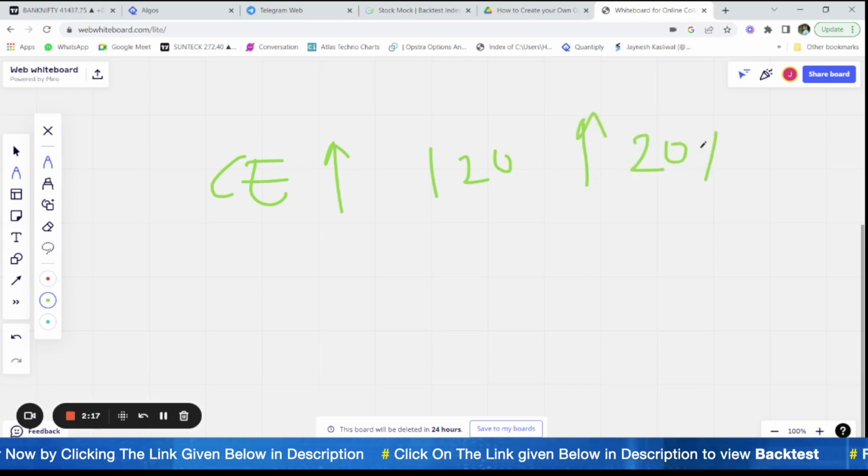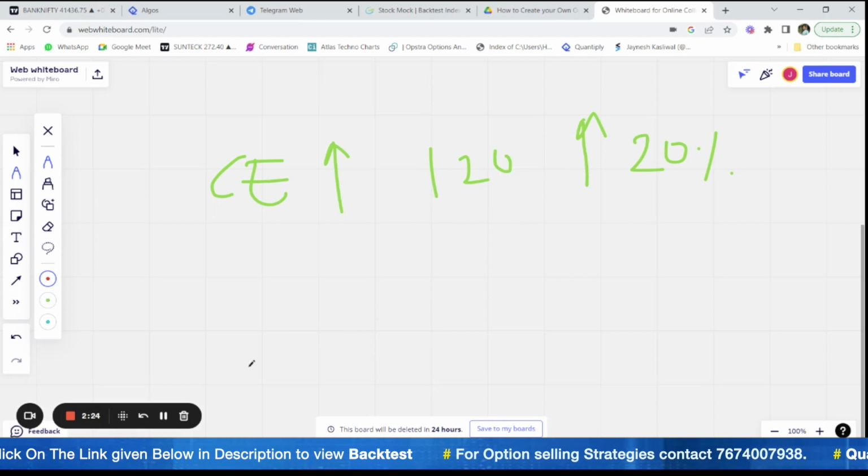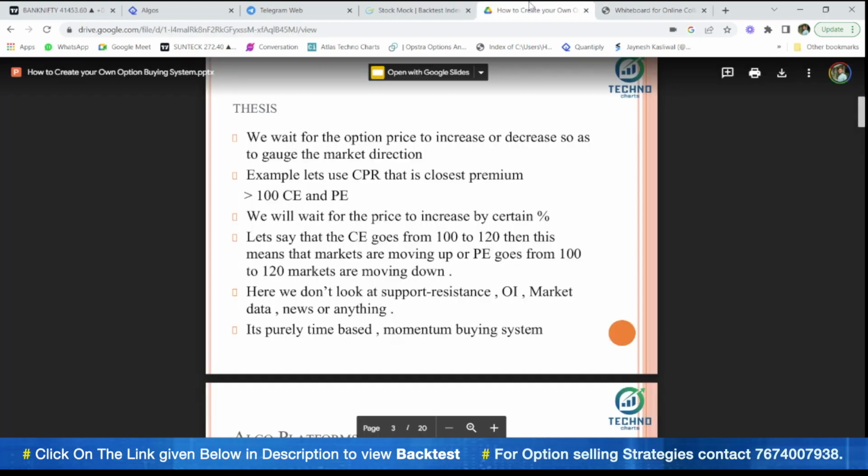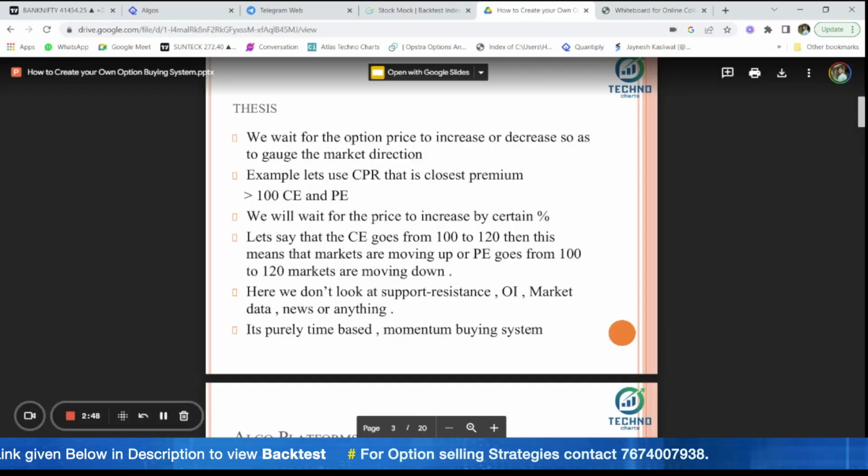What does this mean? This basically means that as the call option price is increasing, Bank Nifty is bullish. Now why are we taking 20% as the premium? Because we cannot wait for the premiums to double, as in that case the Bank Nifty movement would have already happened and then we are entering. So we want a certain percentage increase, it could be 10, 15, 20, whatever you want to backtest, you can do so. Here in this example we are taking 20% or 20 rupees.